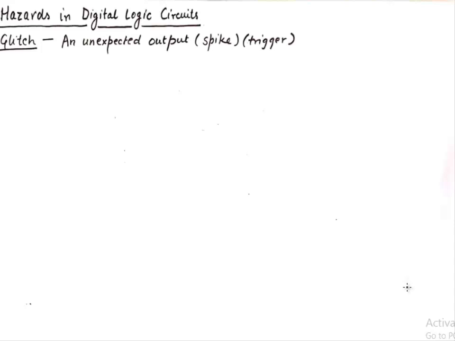To understand hazards, we need to understand a key term known as glitch. A glitch is an unexpected output. It could be a momentary output, just a spike or a trigger of an output which is unexpected. For example, if we are expecting a 1 at the output and for a moment we get a 0, that is known as a glitch.